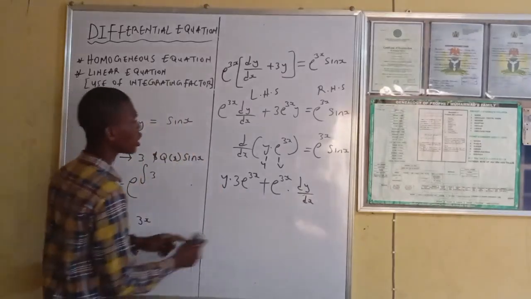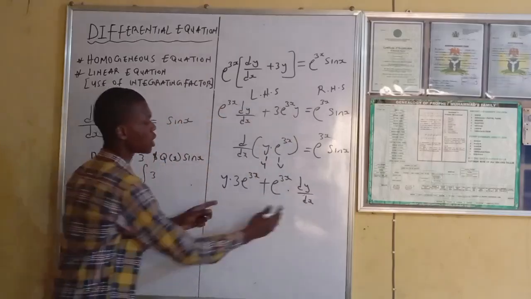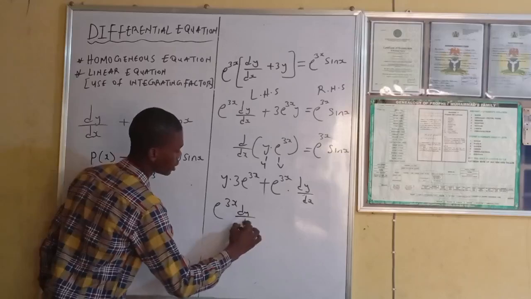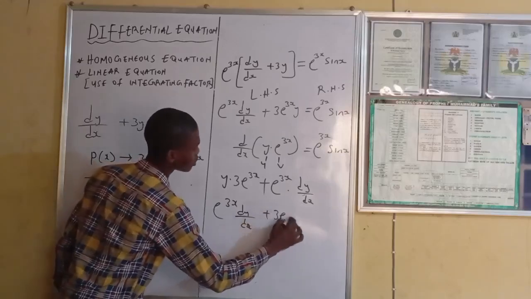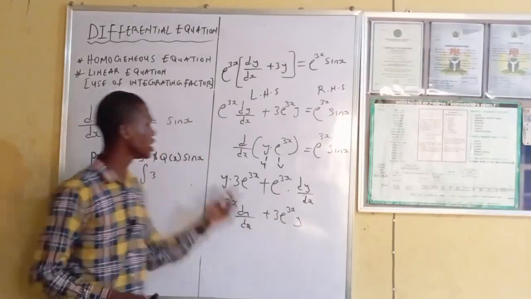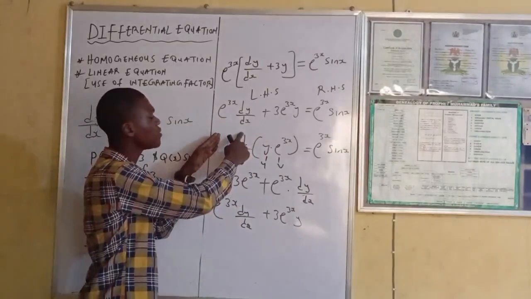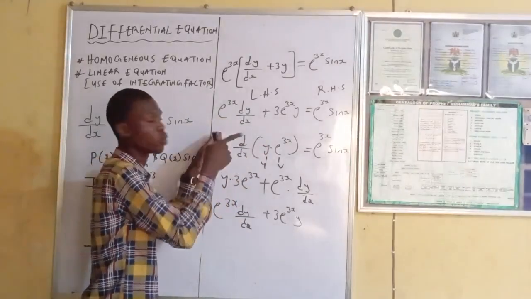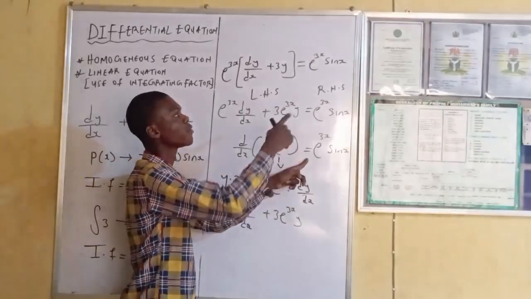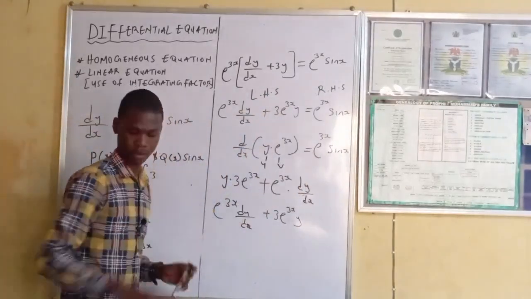So from here, what can you say about this and what we have here in the left hand side? You can see that it is the same. Let me rearrange it in that same format: exponential 3x dy over dx plus 3 exponential 3x y. What we are saying is that once you know your integrating factor in a linear equation, the left hand side of the equation is the derivative of y and the integrating factor with respect to x, equating it to the integrating factor times the function that's there, which is sine x. So that's how it works.